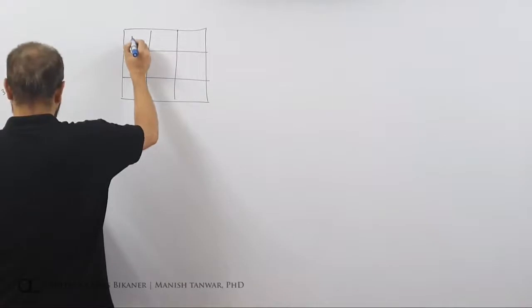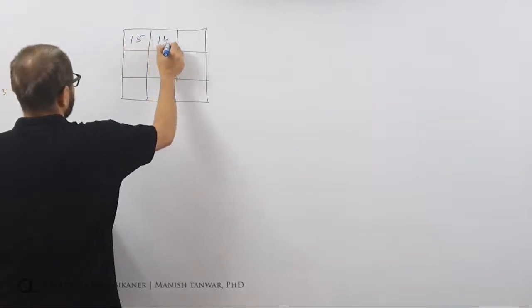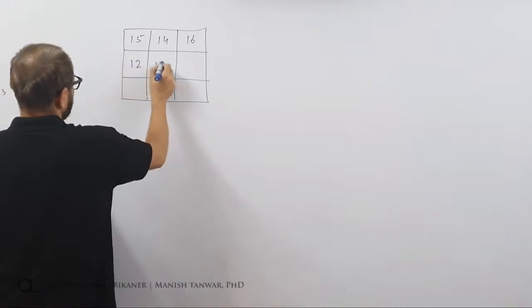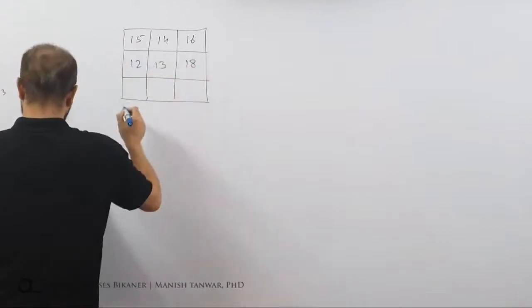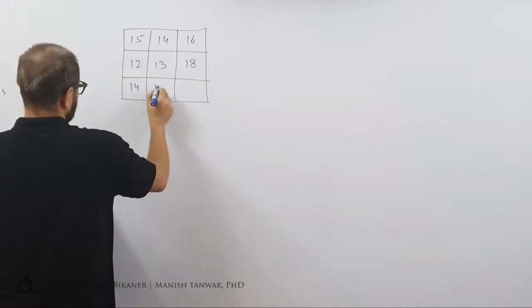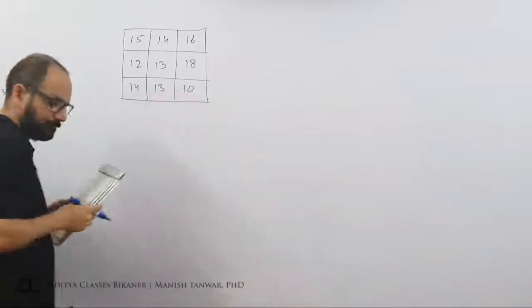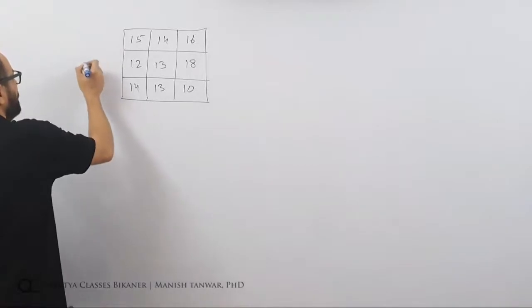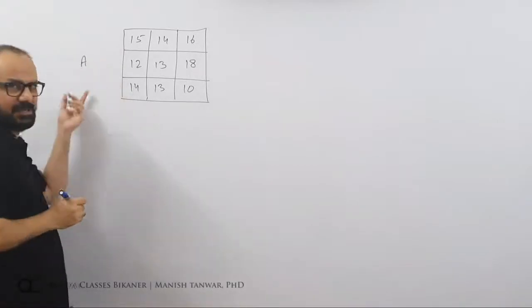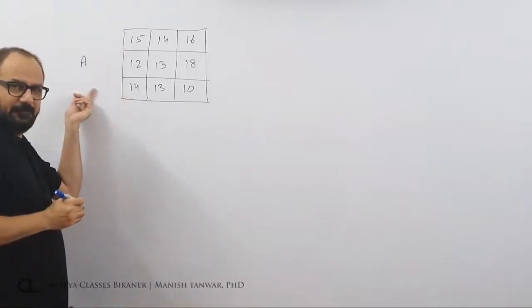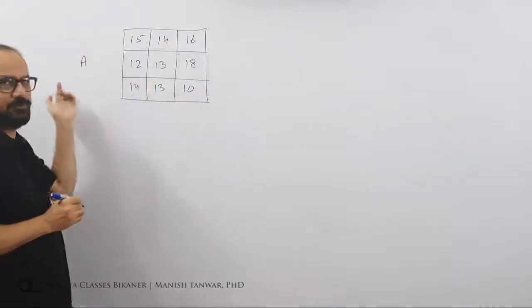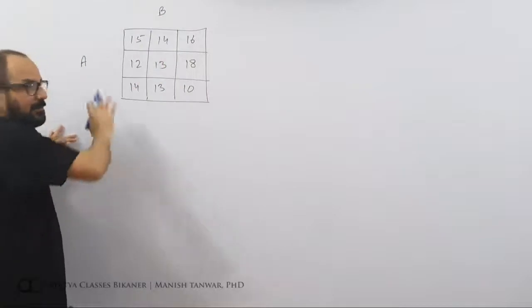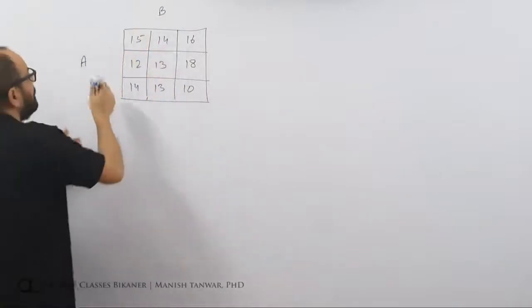These numbers are 15, 14, 16. Then there is a 12, 13, 18. And then there is a 14, 13, 10. So, this is a game that has been given to us. Needless to say, this will be A, the row player. All these are gains for the row player. B is the column player. All these are losses for the column player.